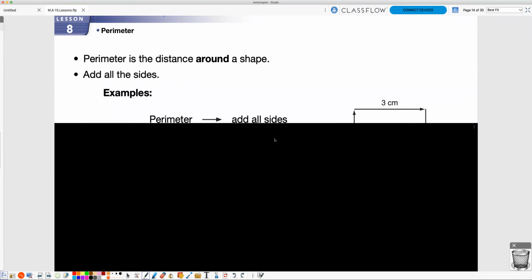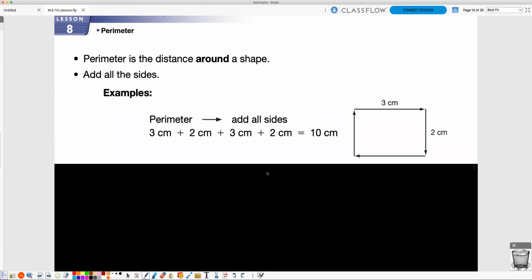So here's an example. If you're going to add up all the sides of this rectangle, you would start in one location, let's say this corner right here, and you just move around. There's 3 centimeters. Here's 2 centimeters. Here's 3 more centimeters. How do I know that? Because it's the same distance as the other side. So this is 3 centimeters. And I know this one is 2 centimeters because of this 2 centimeters.